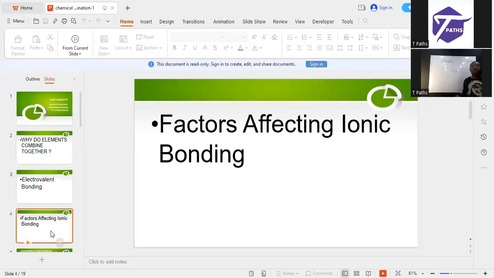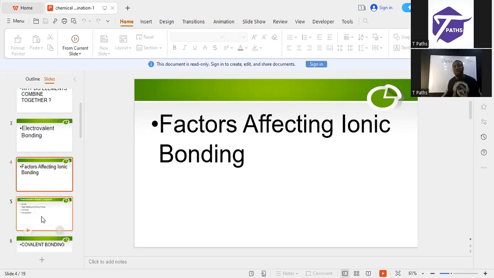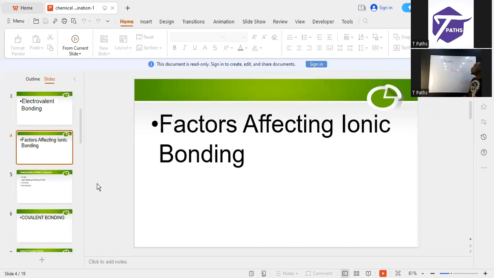First of all, the metal must have low ionization energy. Why low ionization energy? So it can easily give out an electron and let the electron participate in bonding. Then you expect high electron affinity, or EA, for the non-metal. Why? So it can also gain electrons. These are the factors that affect ionic bonding, and they must be met for ionic bonding to be possible.